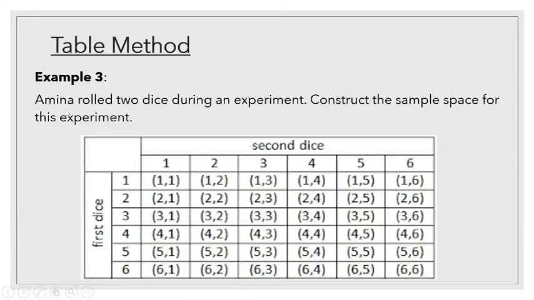And then the table method can be used for questions like this, where you roll two dice. Amina rolled 2 dice during an experiment. Construct the sample space for this experiment. In this case, you can use a table like this to generate the sample space, where you have the first die in one column, and the second die will be horizontal, or the top row of the table. Okay. So we'll look at this in detail soon.